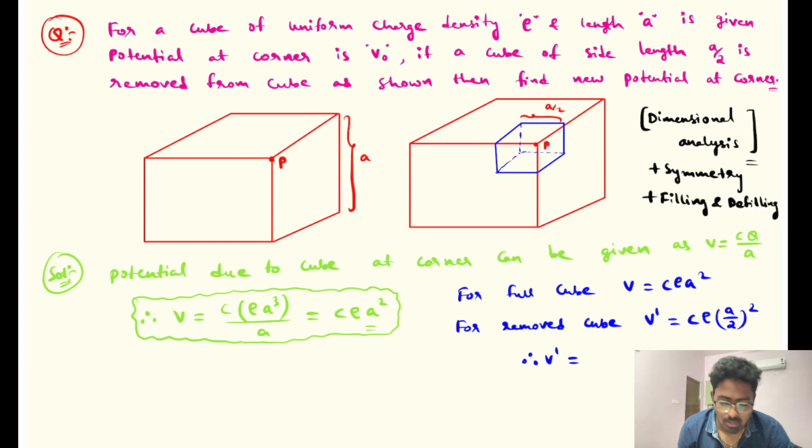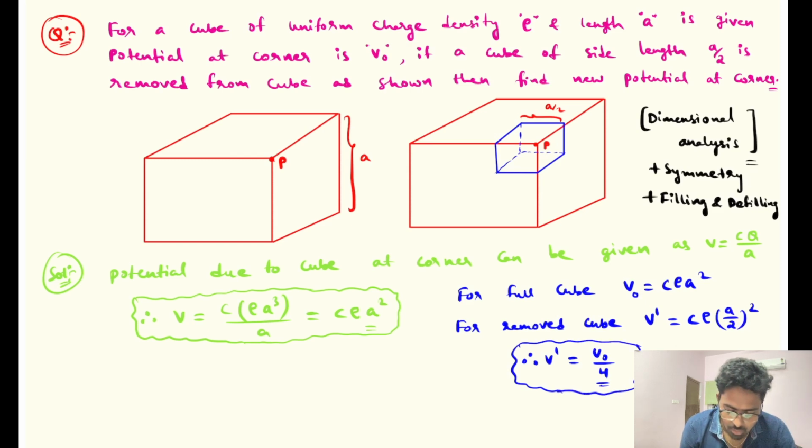But c rho a square is nothing but V, which is given as V naught. So let me call it V naught. Therefore the value you are getting is V naught by 4. Now as I said, filling and defilling: when you want to find the potential due to this removed part, after filling it I found the potential of the entire thing, and I also know the potential due to the removed part. So therefore, potential due to the required part.